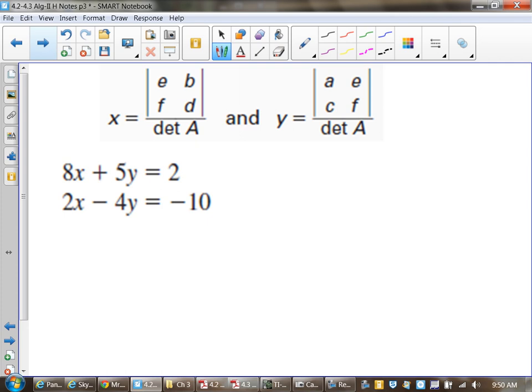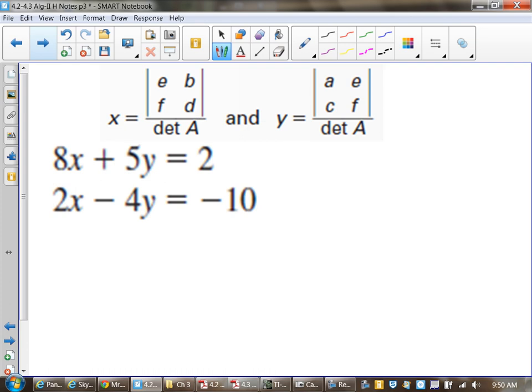Let's try another one. Very, very simple example. I have 8x plus 5y equals 2. 2x minus 4y is -10. That means that coefficient matrix is going to be 8, 5, 2, -4. The determinant of that is going to equal -32 minus 10 to get -42. Do you agree on that?